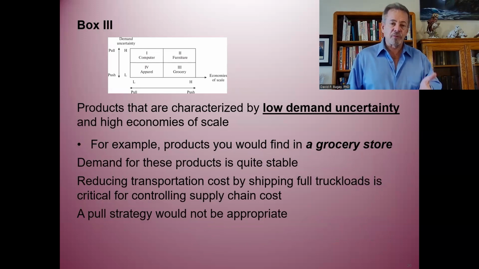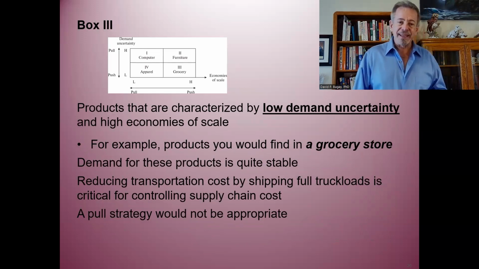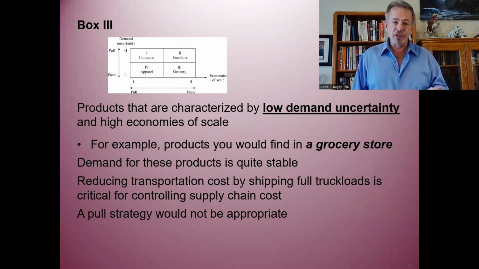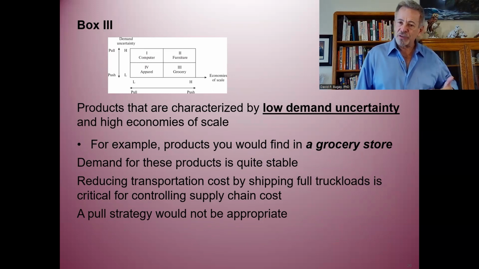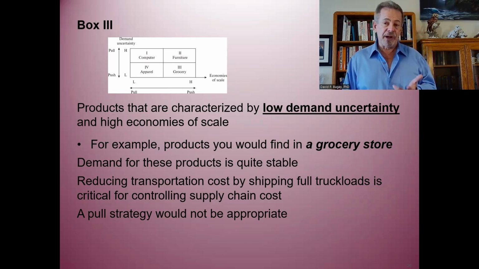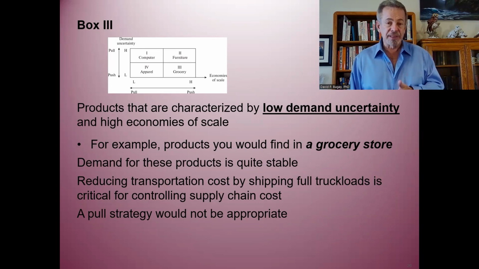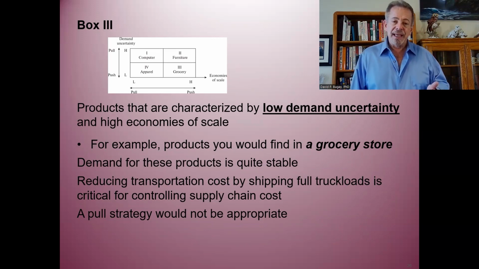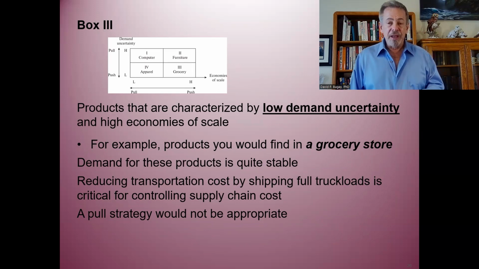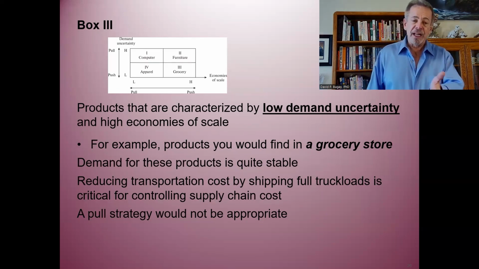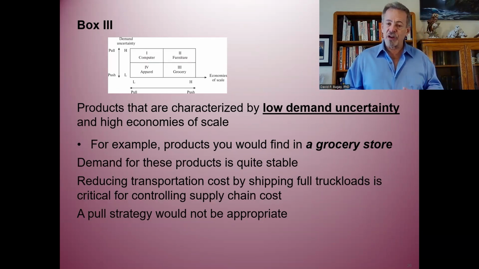Now, look at box number three, groceries. Low demand uncertainty and high economies of scale. In a grocery store, you're going to be looking at different aspects of it, but look at the products you find in the grocery store. You have a lot of perishable items. You need to get them through the system. The demand for it is quite stable. People always find bananas appealing, of course, and they buy them by the bunch. And they go ape over them too. But anyway, reducing the transportation cost by shipping full truckloads is critical to controlling that cost.